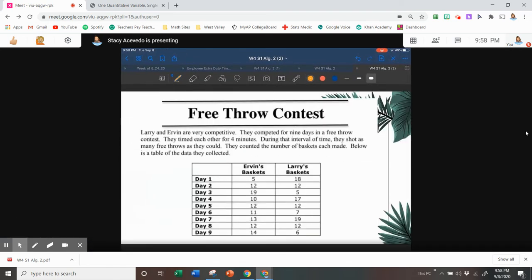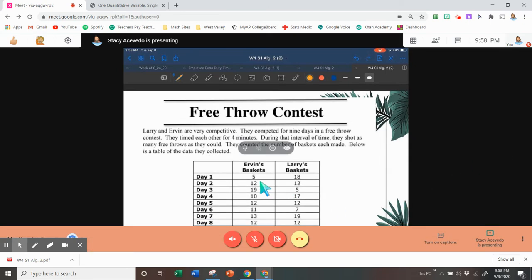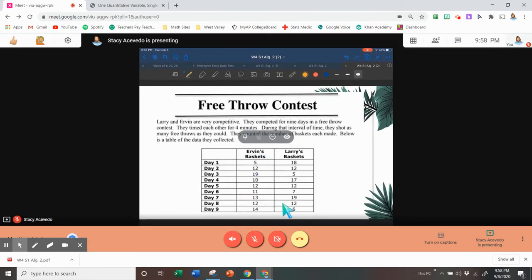So now here's our scenario for our review today. Free throw contest. Larry and Ervin are very competitive. They competed for 9 days in a free throw contest. They timed each other for 4 minutes. During that interval of time, they shot as many free throws as they could. They counted the number of baskets each made. Below is a table of the data they collected. So here's Ervin's baskets and Larry's baskets over the course of 9 days.